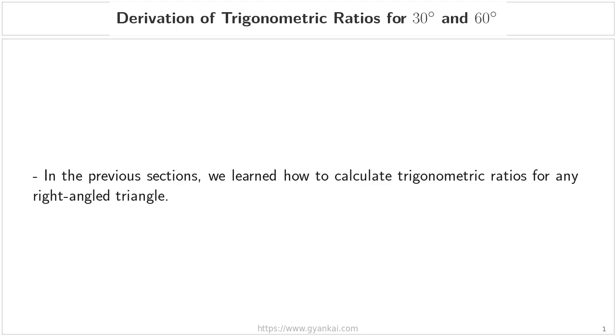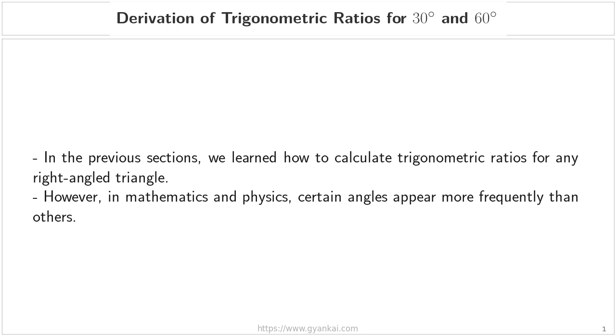Welcome, everyone. In our previous lessons, we explored the fundamentals of trigonometry, specifically learning how to calculate trigonometric ratios for any given right-angled triangle using the lengths of its sides. However, as you progress in your studies, you will notice that in both mathematics and physics, certain specific angles, namely 30 degrees and 60 degrees, appear much more frequently than others in complex problems. Because these angles are so fundamental, it is not enough to just know their approximate decimal values. We need to know their exact, precise values.